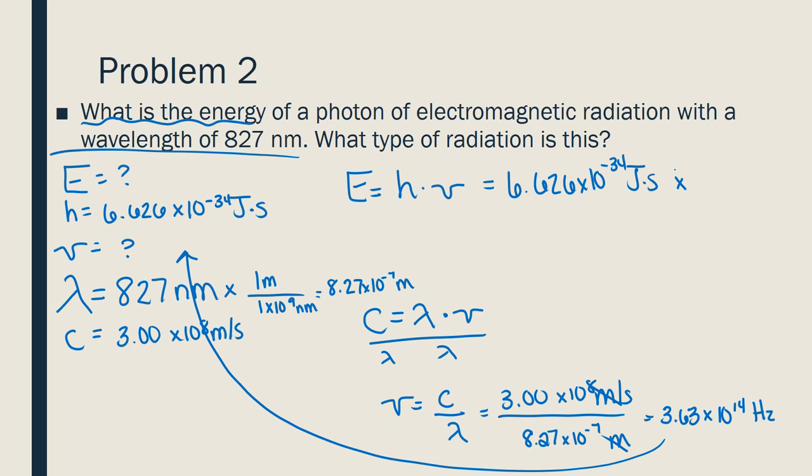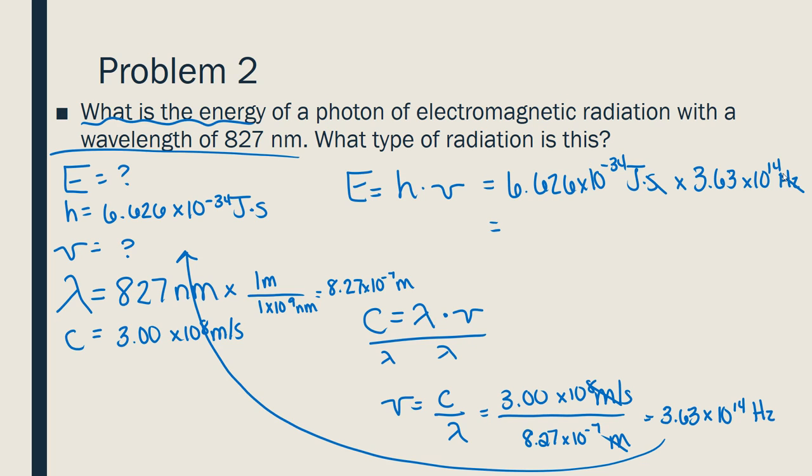So I then multiply that by my calculated frequency of 3.63 times 10 to the 14th hertz. I can go ahead and do my multiplication there in order to solve. Again, the seconds and hertz are what's going to line up to cancel, and so I'm left with joules, which is our unit here for energy.